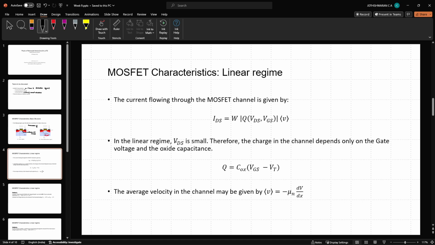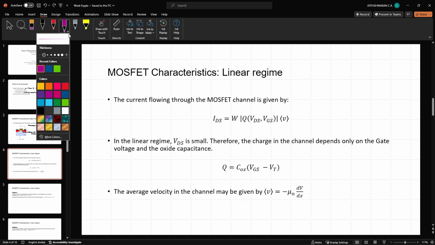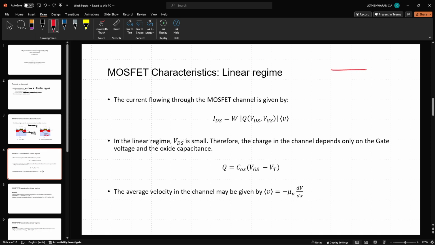And in the linear regime, which is defined by a small VDS, the drain source voltage, we can say effectively that since VDS is small, the charge density in the channel depends only on the gate voltage and the oxide capacitance. And that relation can be written like this. Of course, we need our charge carrier concentration to be inverted, which will occur only above the threshold voltage. Therefore, the charge in the channel is given by the oxide capacitance multiplied by VGS minus VT. So this is the standard capacitance model. It essentially comes from the theory of MOS capacitors, which many of you may be familiar with from previous coursework.